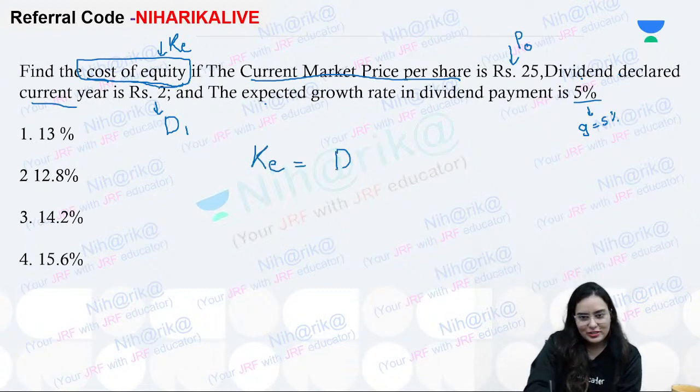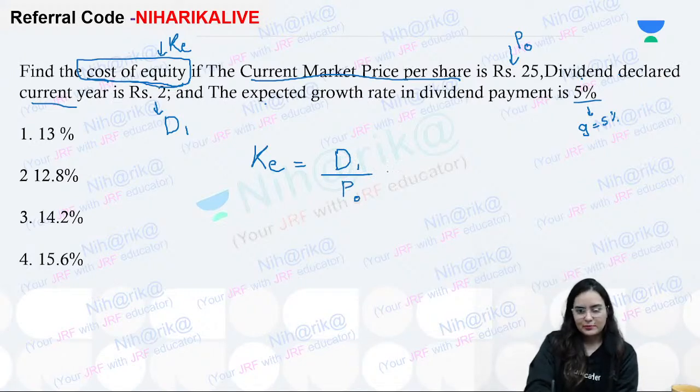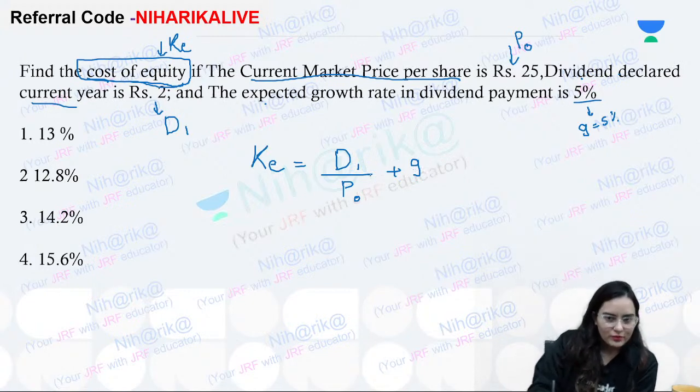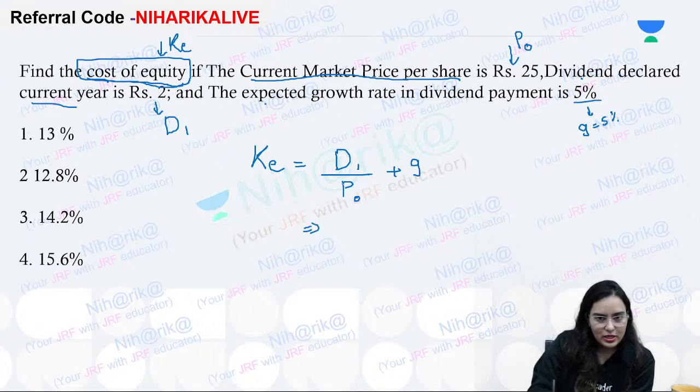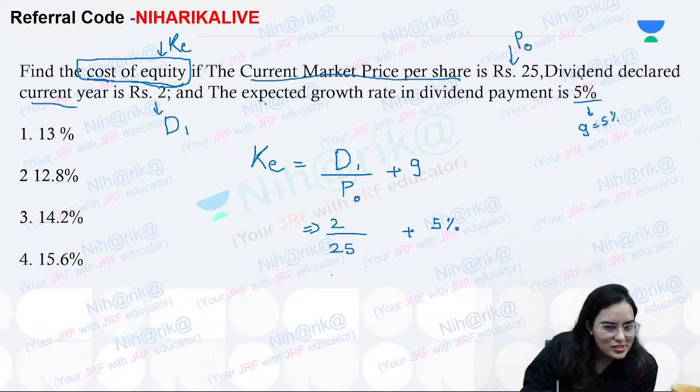Now KE is equal to D1 upon P0, plus G. Plus G I have to write separately. What is D1? 2. What about P0? 25. What about G? G is 5%. That means, can I say 0.05? Yes, definitely. Now I need to solve this.